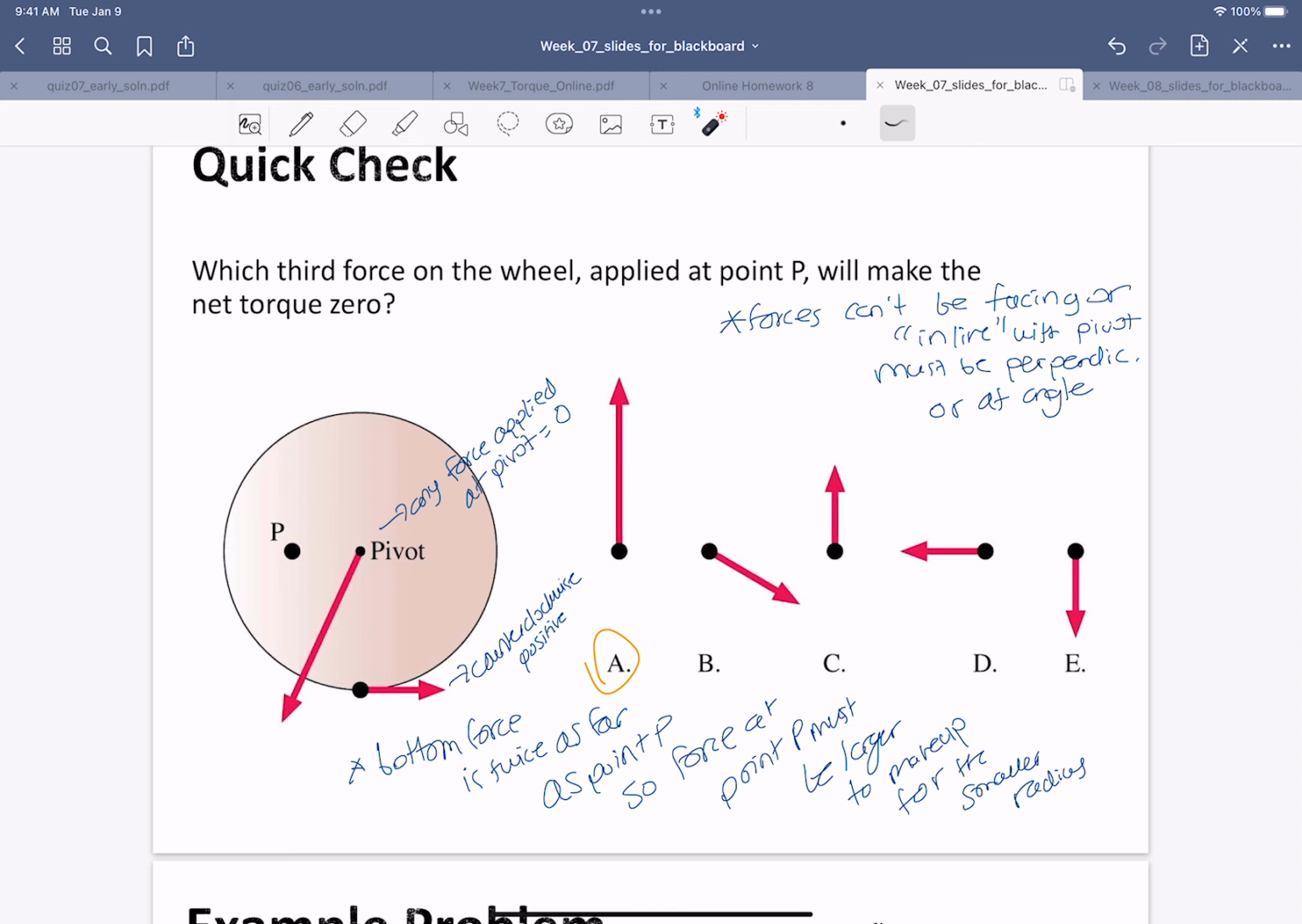Now, this is a really important problem. It's merely conceptual, honestly, because here, if we have a force applied at point P, and we also have a force here as well, we want to see what force applied at point P will cancel out and make the net torque 0. So question, is this force that's being exerted at the pivot exerting a torque? Why is that?